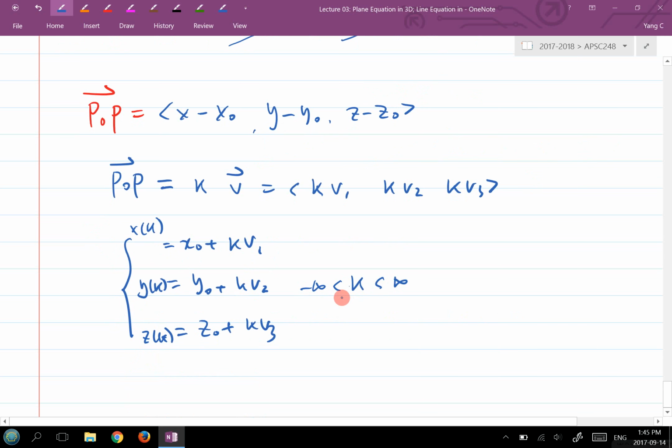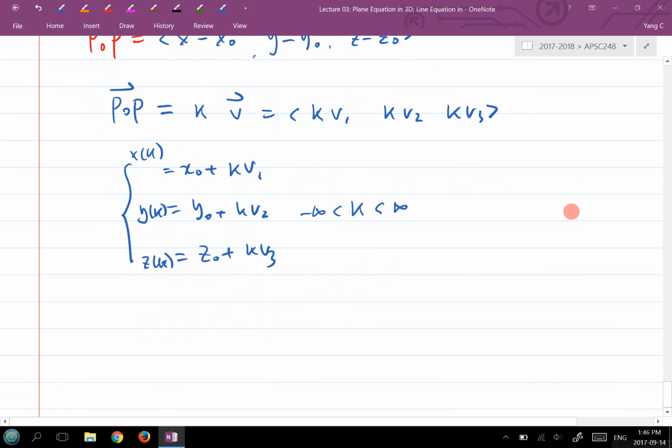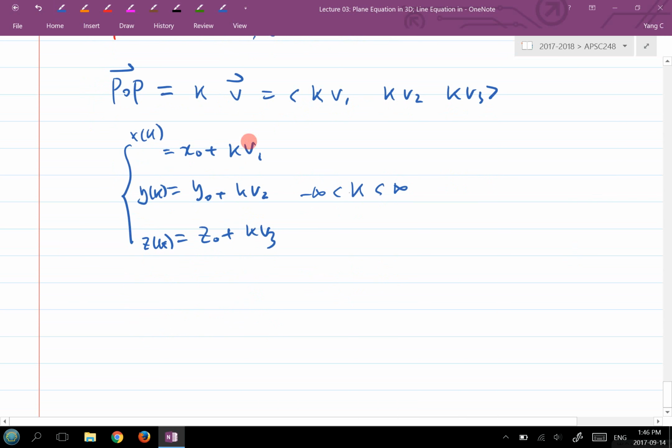But sometimes you will say, I have a segment of a line. Then the k value will be defined by certain intervals. It's basically the same thing, but you see there's a different perspective on looking at these line equations. And what's more, there's one more thing before I finish here. This is one way to write down this parametric equation. So this is a parametric equation, right?